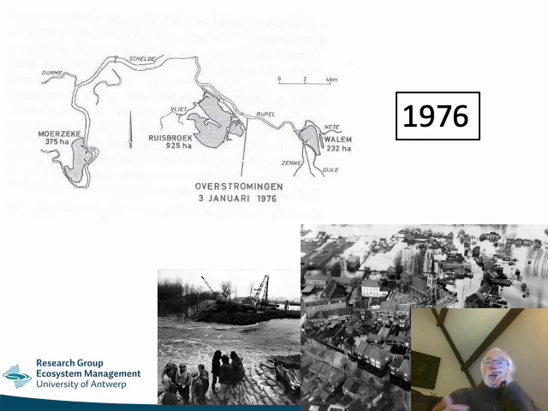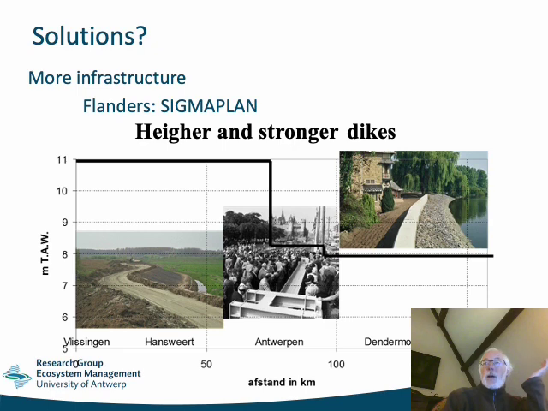In Flanders, we had another important storm flood in 1976, and there also some villages were flooded, and then in Flanders it was also decided to take action. That was in the Netherlands the Delta Plan, and in Flanders we then had the Sigma Plan for the Flemish part of the estuary. And it consisted of several concepts.